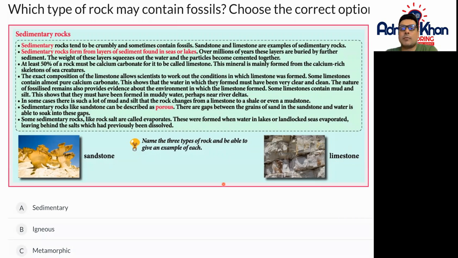Okay, so have a look at these three examples of rocks and answer the question. Then we'll follow these up in our next class.